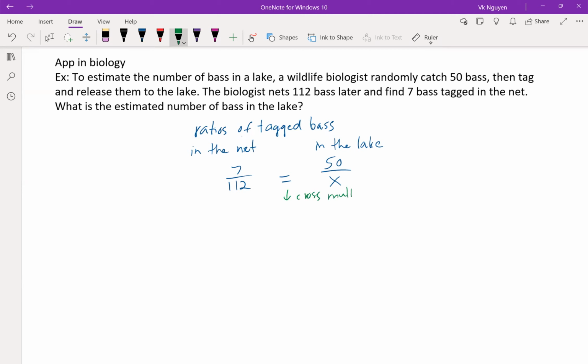So cross multiply. 7 times x is the same as 50 times 112. Divide both sides by 7. And we have x equal to 800. So 800 bats in the lake.